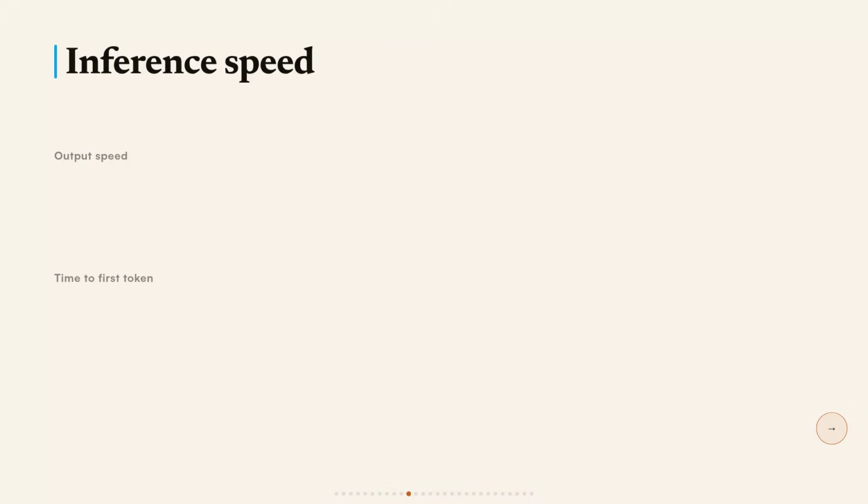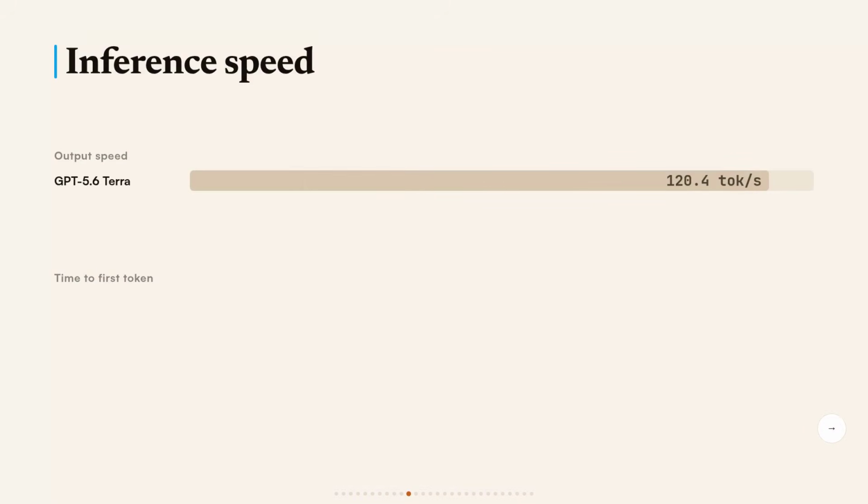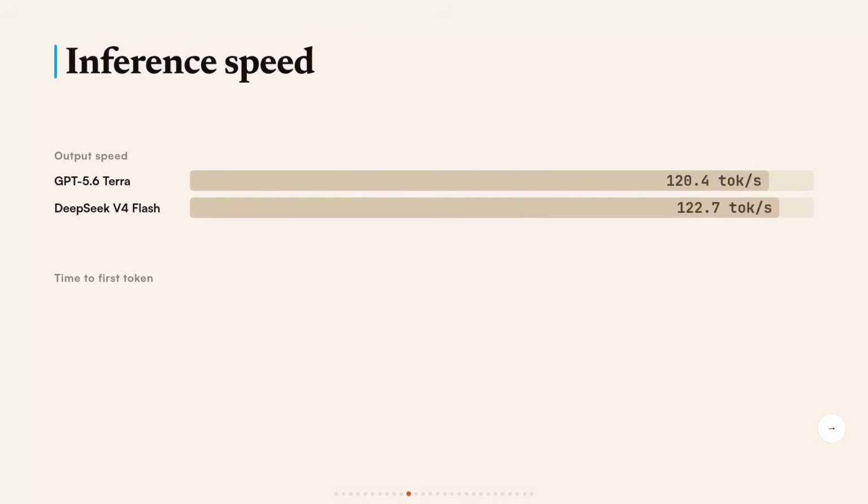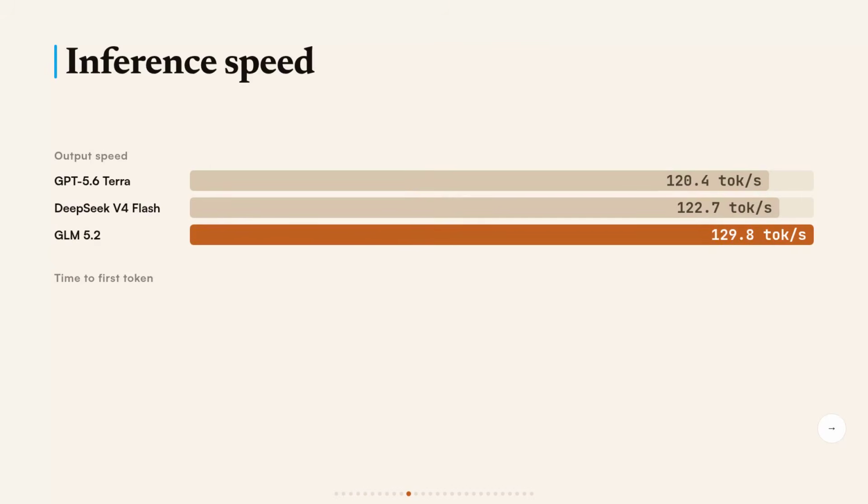On sustained output, GLM 5.2 hits 129.8 tokens per second, the fastest of the three, with Flash close behind at 122.7 and Terra trailing at 128.4. Time to first token flips the story completely. Flash answers in 1.48 seconds, GLM in 1.93, and Terra lags at 3.56 seconds, more than double Flash's latency.